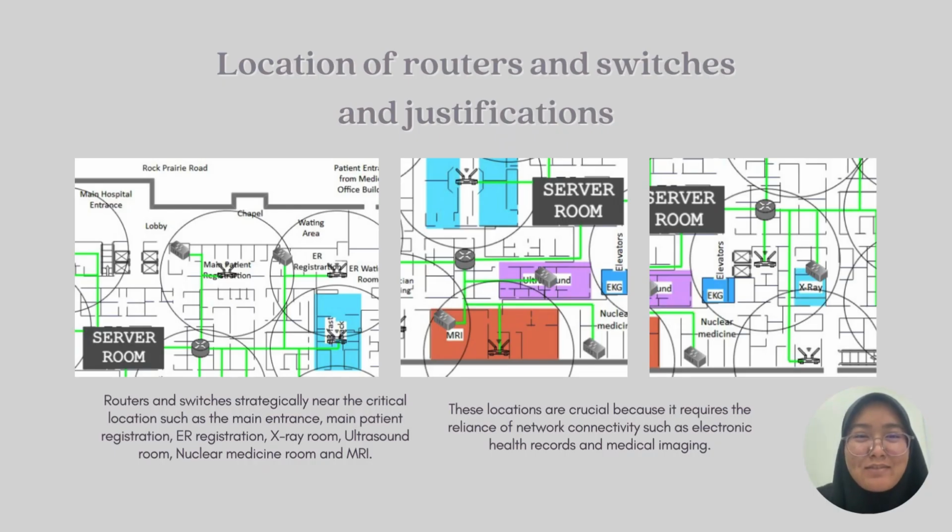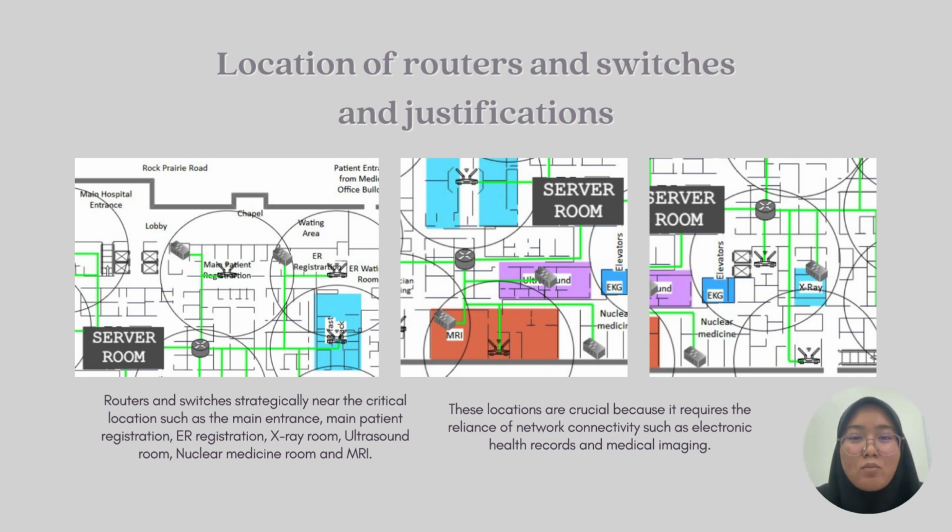Next, location of routers and switches and their justifications. Hospitals often require redundant network configurations to ensure continuous operation. Well-placed routers and switches contribute to high availability by providing redundant paths and failover capabilities. The location of routers and switches in a network infrastructure is important and can significantly impact the overall performance, efficiency, and reliability of the network.